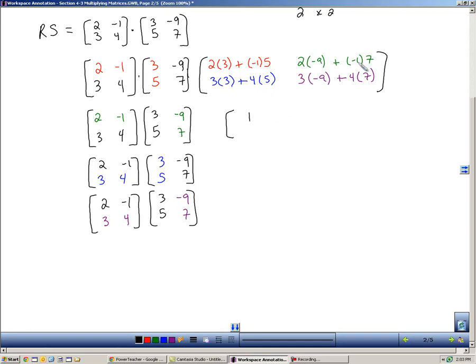Negative 18 minus 7 will be negative 25. 9 plus 20 will give me a 29, and negative 27 plus 28 will give me a positive 1. So R times S is this matrix.